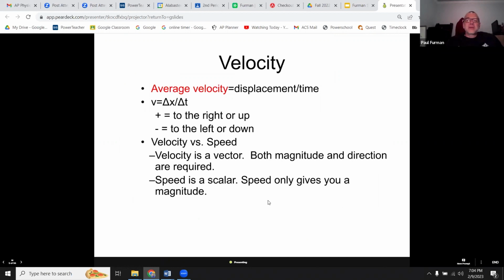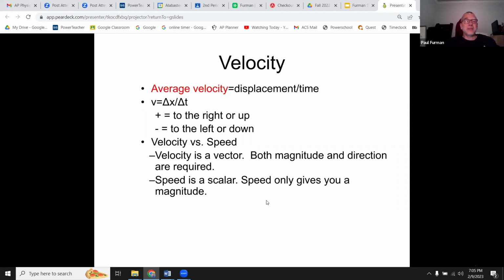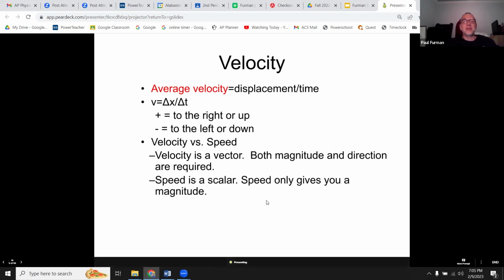Velocity is also a vector, and velocity is nothing more than your displacement, delta X, divided by your time. So velocity is measured in meters per second, and velocity is a vector. It can be positive or negative. Typically, positive is going to be if something is moving to the right or moving up. Negative is going to be just the opposite. A negative velocity is something moving to the left or down, although you will see problems where you get to define what the positive direction is.